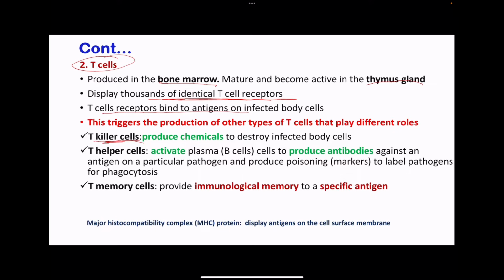The T killer cells produce chemicals that destroy infected body cells. These chemicals are called perforins. And the T helper cells are very vital in specific immune response because they activate the B cells to produce antibodies against a specific antigen to label for phagocytosis. The others are T memory cells that have immunological memory to a specific antigen.